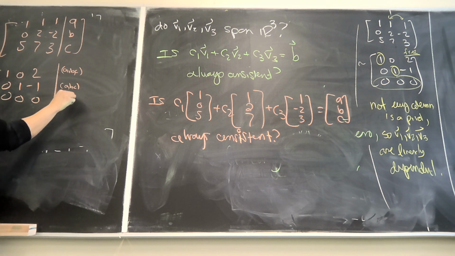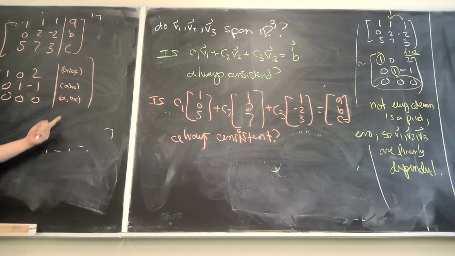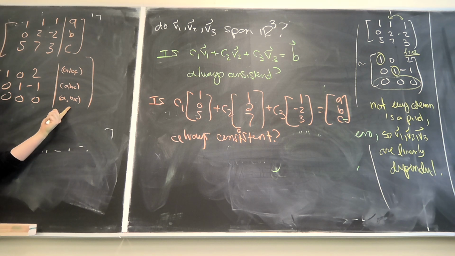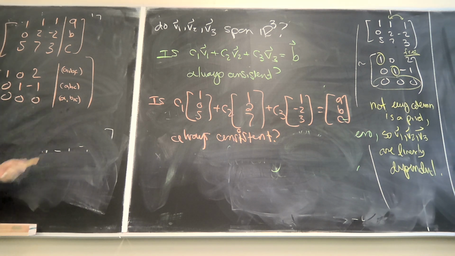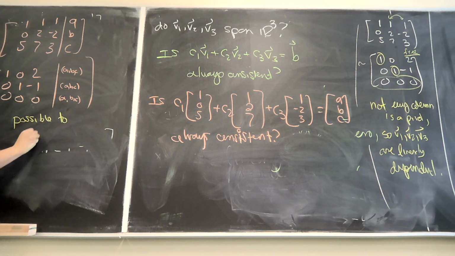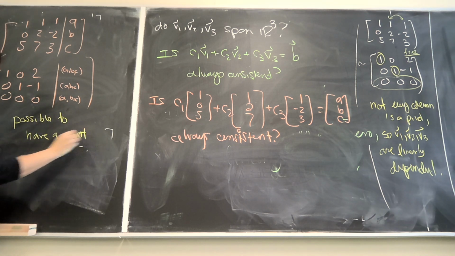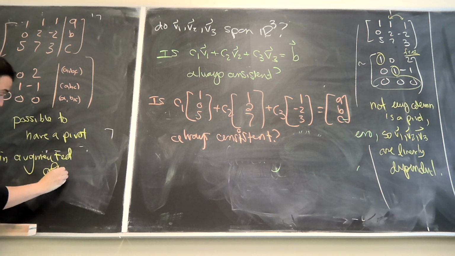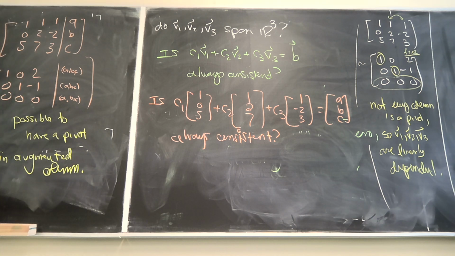I can't actually write the functions down because I'm not going to go through the row operations, but there'll be stuff over here that's algebraic combinations of A, B, and C. So, to be a spanning set like this is to say, no matter what you choose for A, B, and C, the equation can be solved. And what will happen is, I'm going to be able to pick values of A, B, and C that make this not work. So, it is possible to have a pivot in the augmented column, which means it's possible for that equation to be inconsistent.